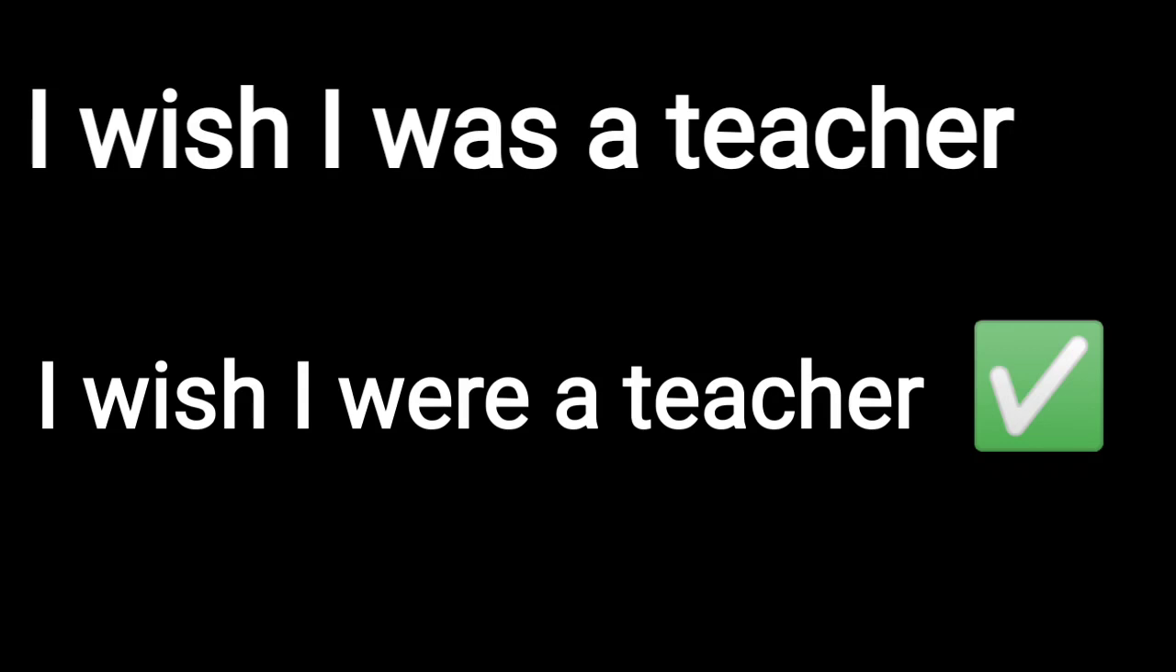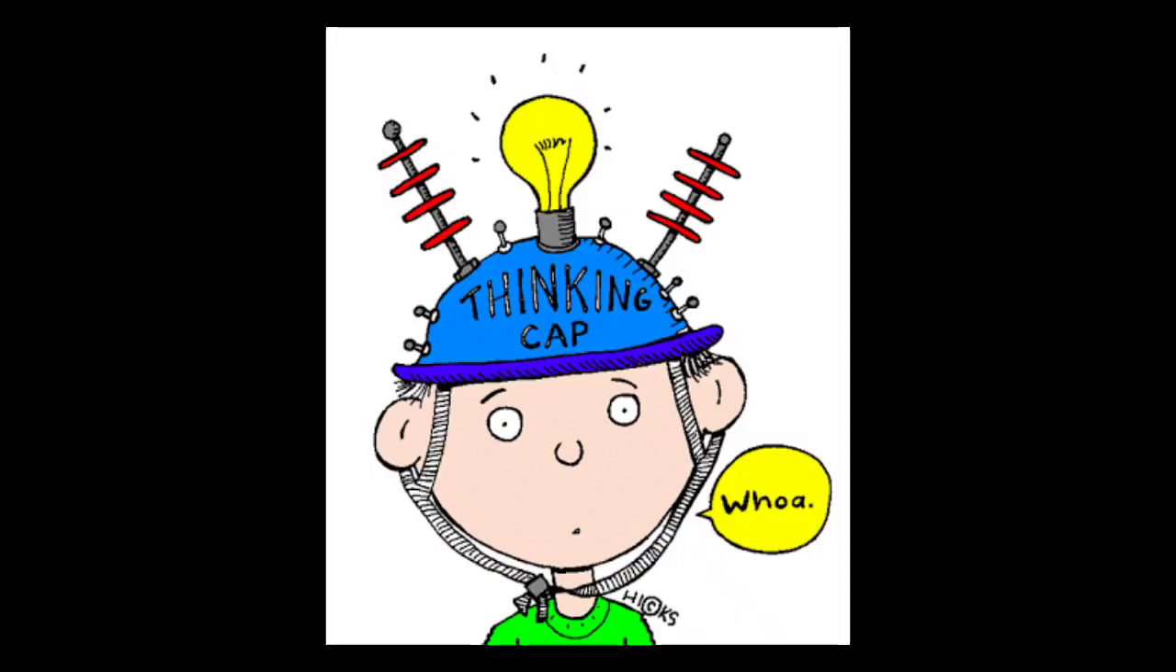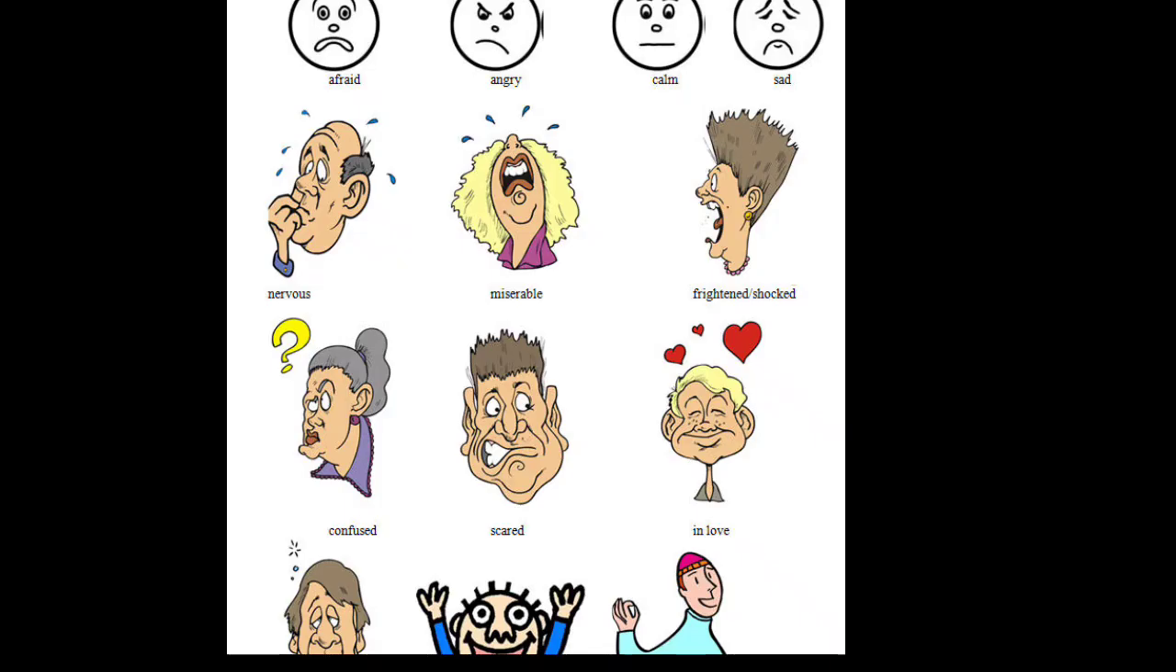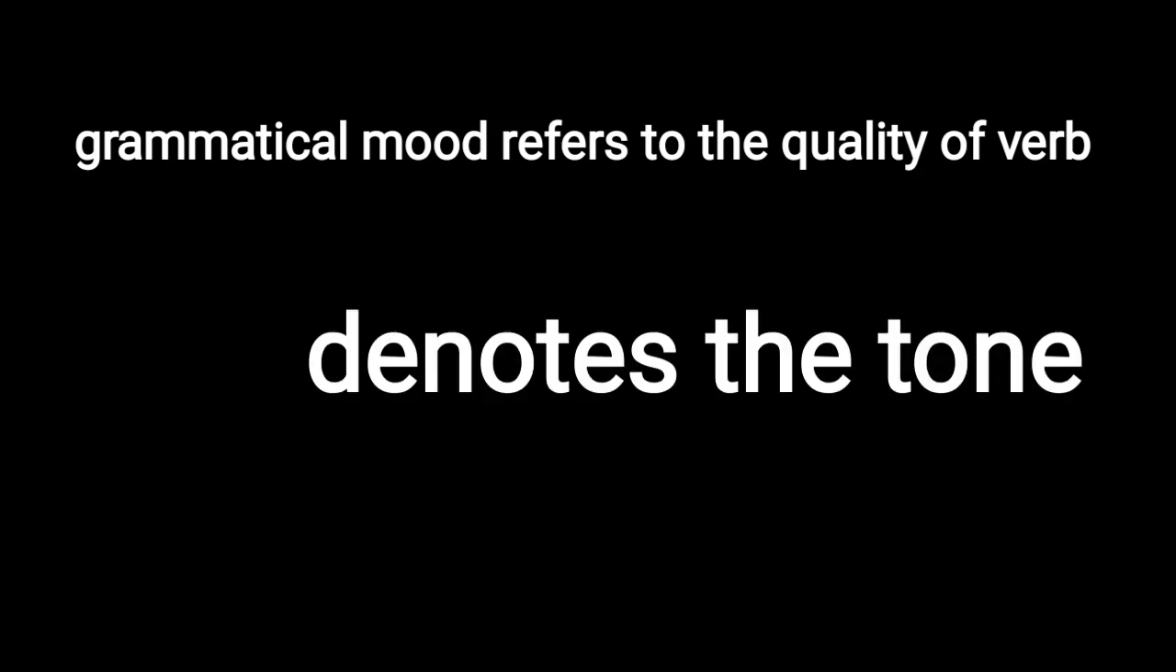Now, let's try to analyze this to understand it better. I wish I were a teacher is a hypothetical statement. Hypothetical means imaginary. It hasn't really happened, it's purely a wish. We all have different moods. Mood means feelings. In grammar, mood refers to the quality of a verb in a sentence. It denotes the tone of a verb, so the intention of the speaker is very clear.